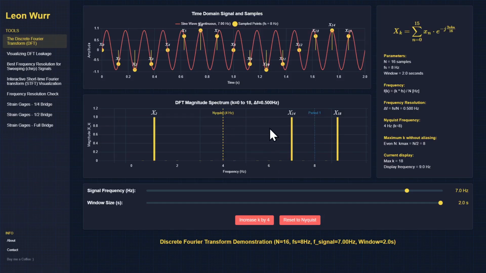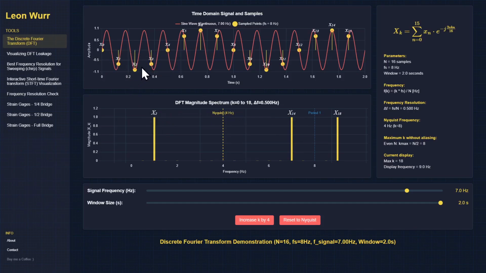In this particular phenomenon that we are seeing here, we have a 7 Hz sine wave, but the spectrum is showing me a 1 Hz component. This is called aliasing. To avoid this type of error, we normally apply a filter to our signal above Nyquist. So all the frequencies above Nyquist are attenuated such that we don't have this mirroring effect in our spectra.